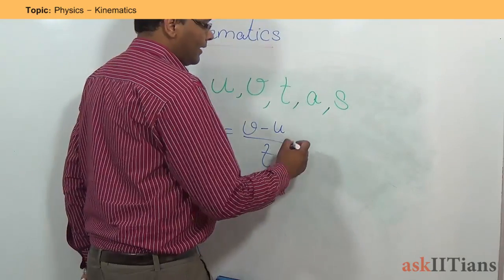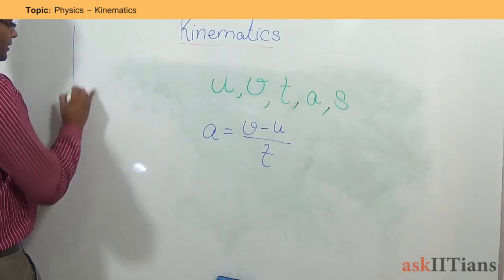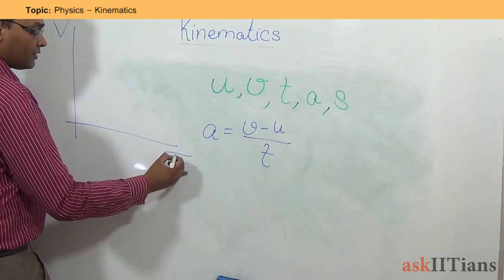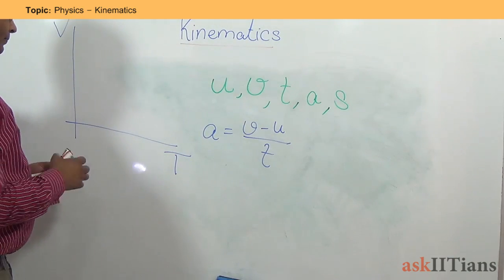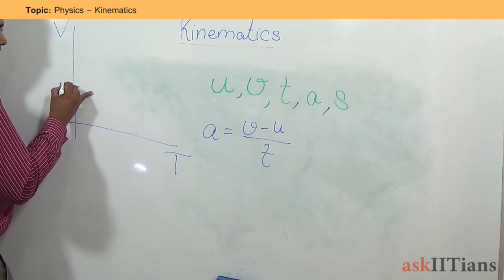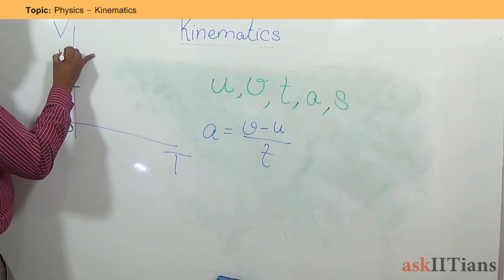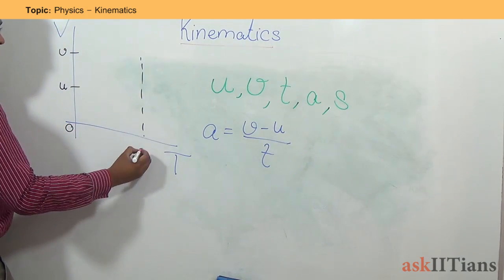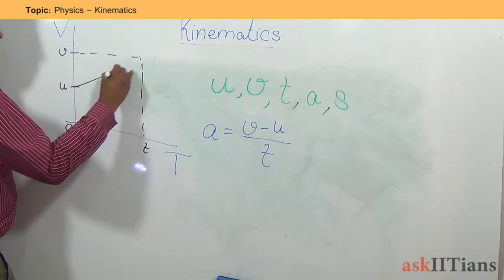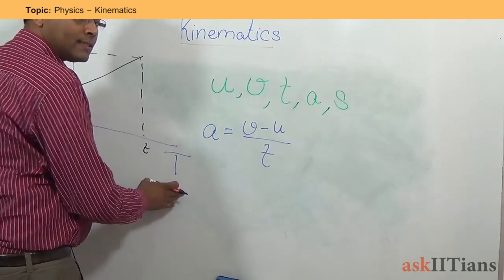Now, if I have to put that into a graphical form, how do I do it? Here, let's say I have velocity, and here I have the time. The initial velocity is u, that is when time is 0. After a certain interval of time, let's say after time t, the final velocity acquired is v. Therefore, if I just join this, this is the graph that I get for v versus t.